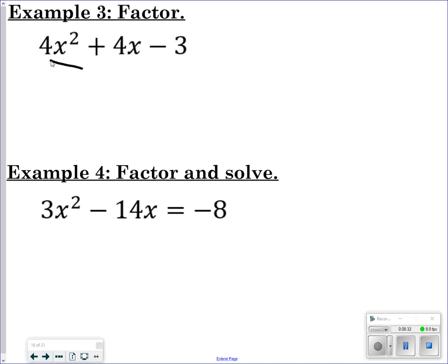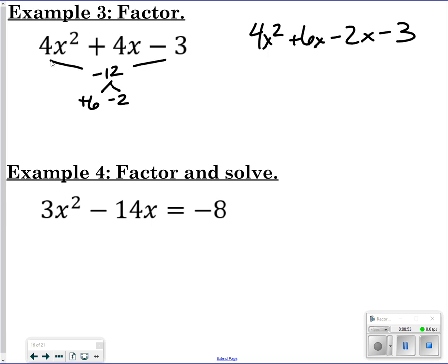So let's do, I'm going to multiply the outside two numbers together, and I want factors of -12. That's going to get me 4. So again, I know my times tables pretty well, but a +6 and a -2 would multiply to be -12 and add up to be 4. So rewrite the question now. 4x squared, a +6x, a -2x, and a -3.